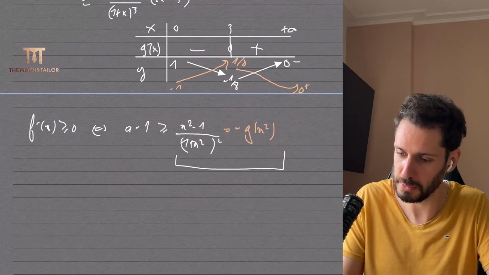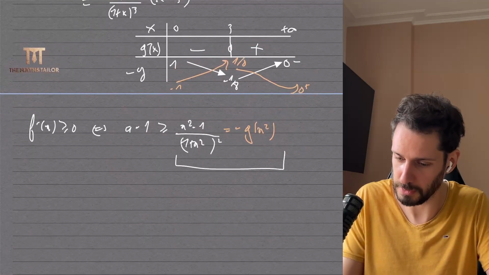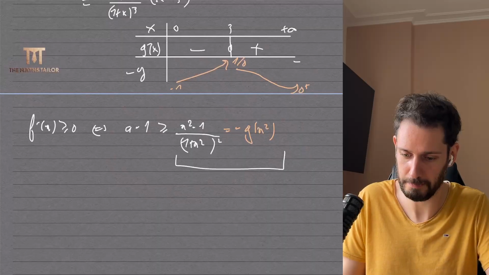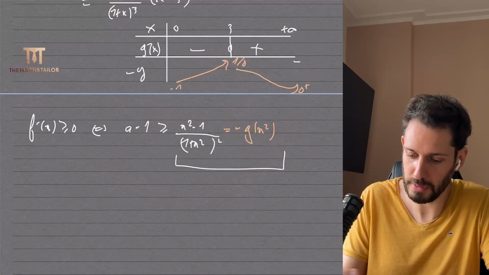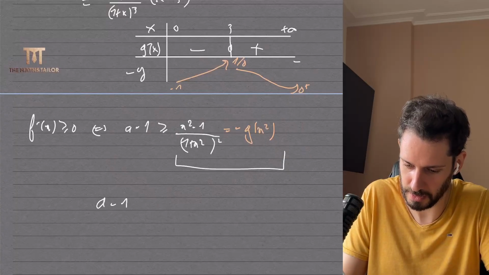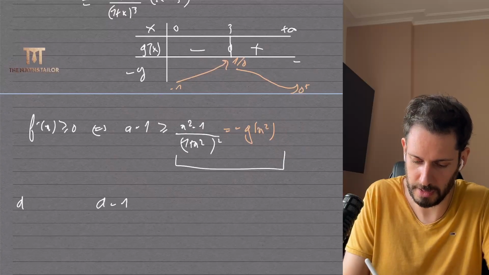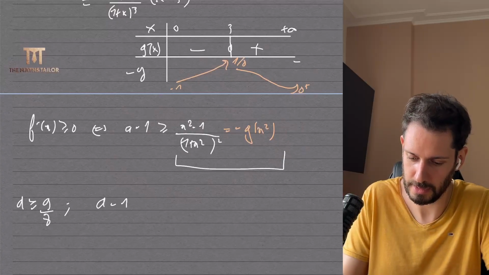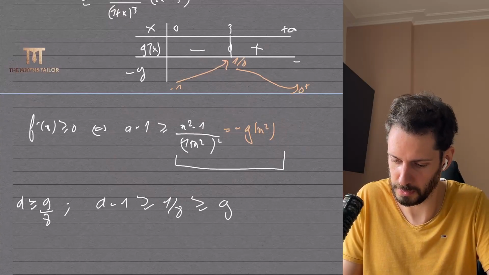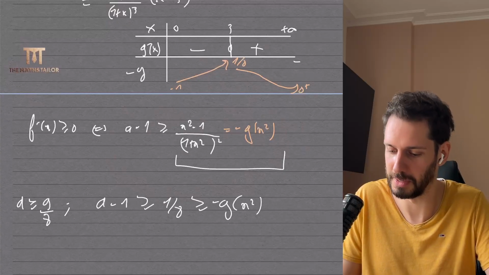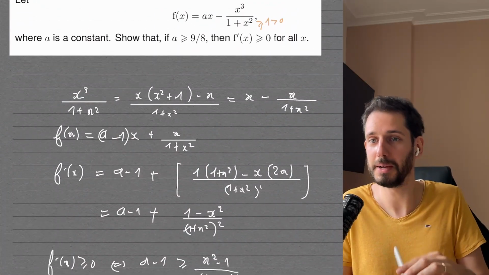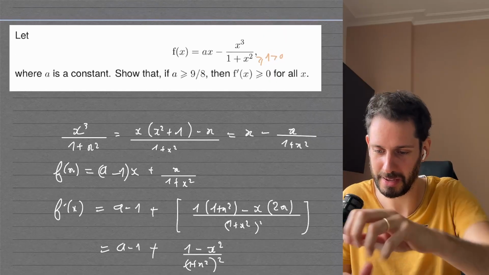So if I do minus g, and I just do this, this is what I have. Minus g looks like this. And with the condition, if a is bigger than 9/8, a minus 1 is bigger than 1/8, always bigger or equal to minus g of x squared. So I have my condition and it's proven. Okay, so that was a good one. Sorry for maybe the sloppiness of my mistake here.